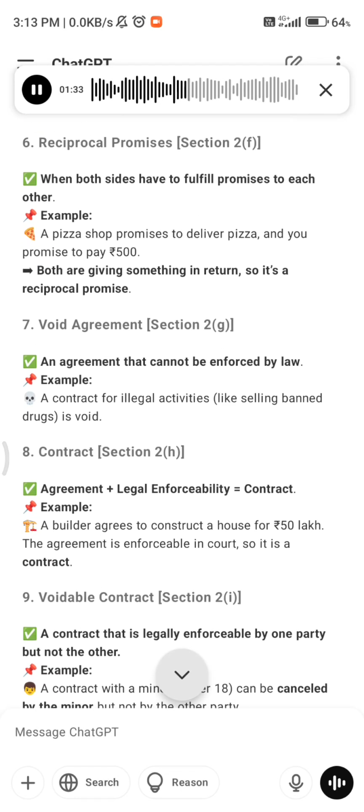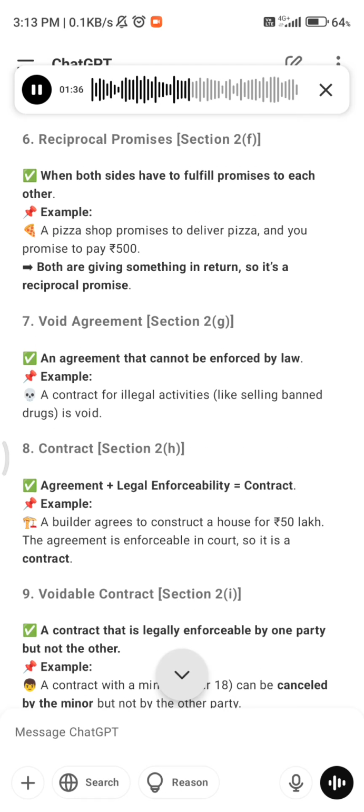6. Reciprocal promises, section 2. When both sides have to fulfill promises to each other. Example, a pizza shop promises to deliver pizza and you promise to pay $500. Both are giving something in return, so it's a reciprocal promise.